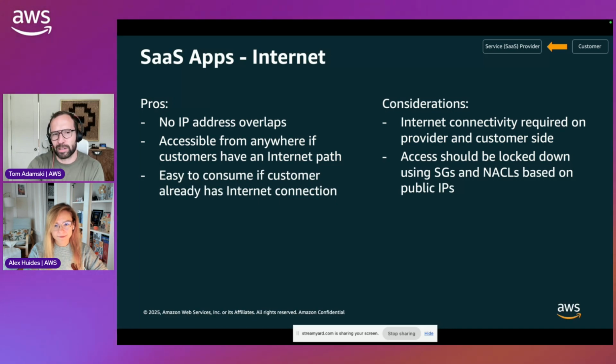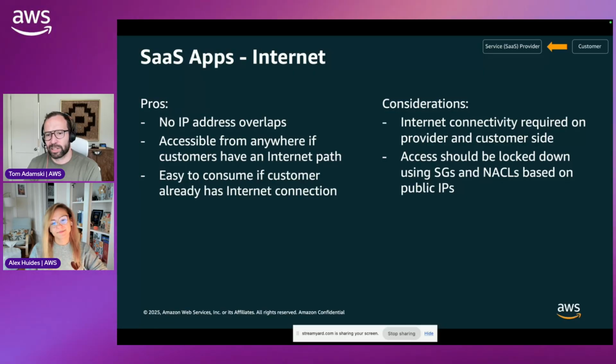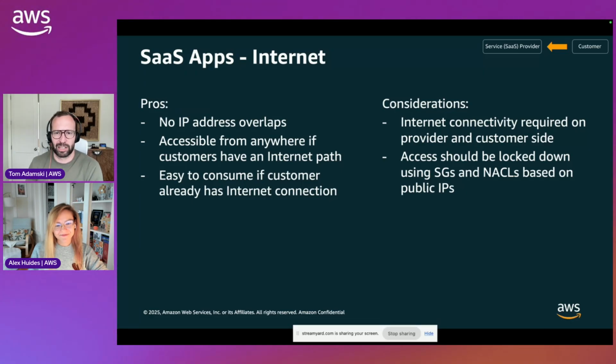I think the one I haven't called out is that it's easy for the SaaS provider to not have to deal with any IP overlaps, right? They don't care as a SaaS provider at this point. You don't care what the IP space is of your client. You're coming in over public IP address space, and that's always going to be unique.